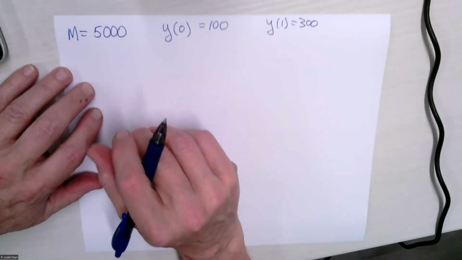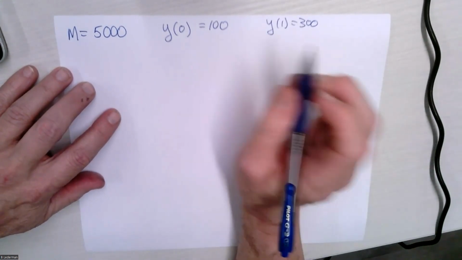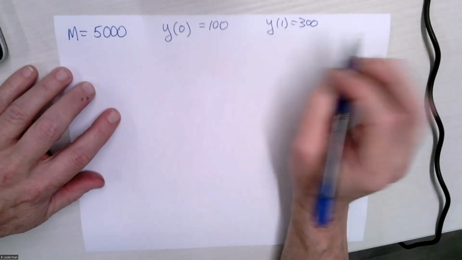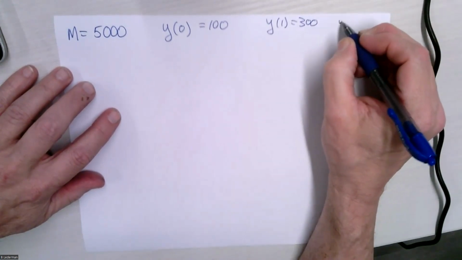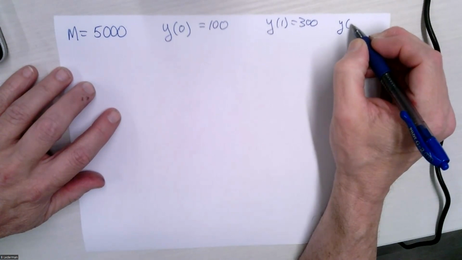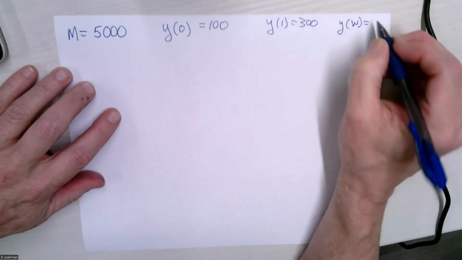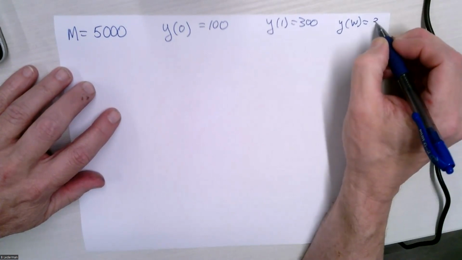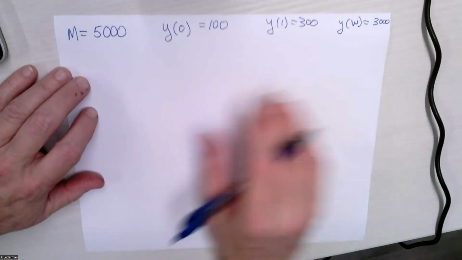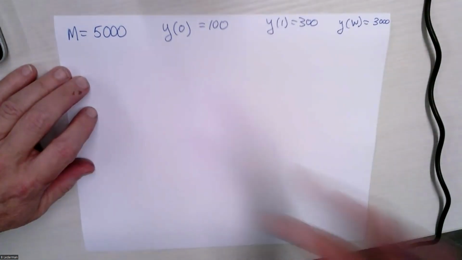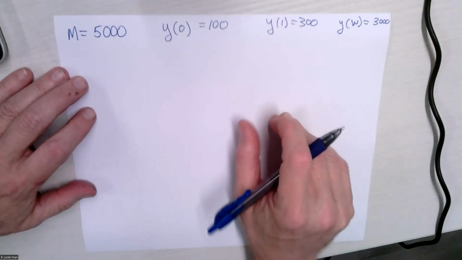And our question is, y of what equals 3,000? That's really what we want to know. So what year are we going to reach it? It doesn't have to be a whole year, it can be a fraction of a year. So when is it going to be?